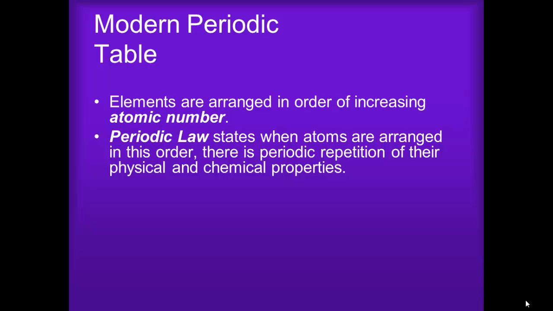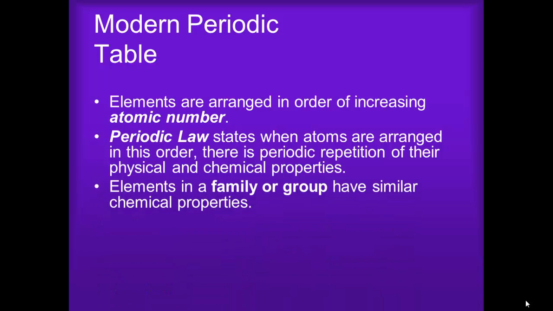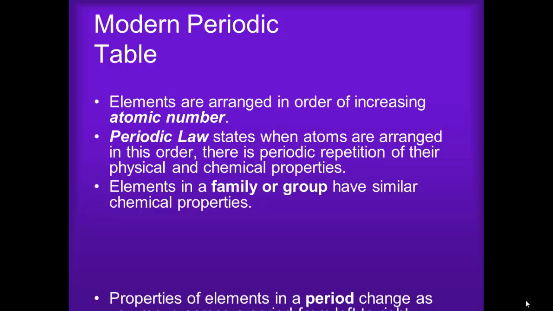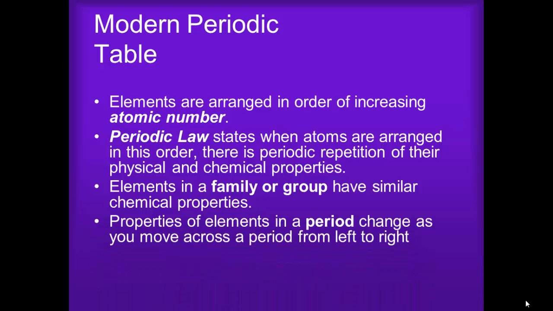So it's this idea that there's a periodic repetition of physical and chemical properties as you move from one period to the next period. The family or group of elements that we've been looking at in lab include the alkaline earth metals, which are the second group or second column of the periodic table. And then we've also spent some time looking at the halogens, which is the second to the last group of the periodic table.